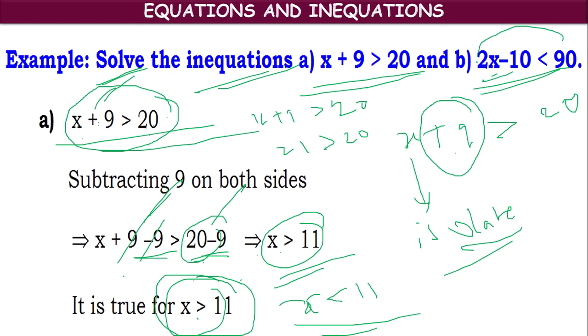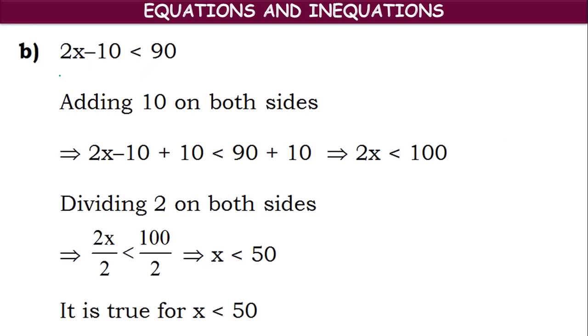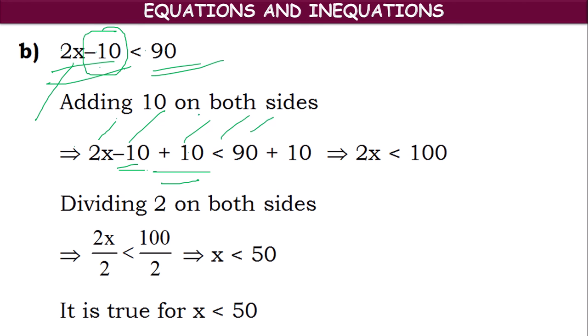Next one. 2x minus 10 less than 90. We want to isolate the x term. Minus 10 is an extra term to be removed. We can add its additive inverse. Minus 10 means we can add plus 10. So 2x minus 10 plus 10 less than 90 plus 10. Minus 10 plus 10 cancel. 2x less than 90 plus 10, 100.